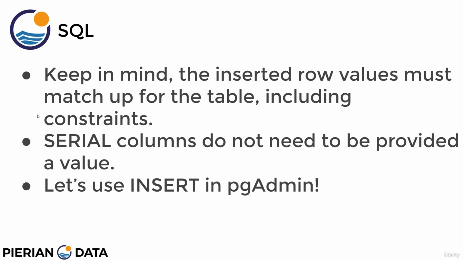Another thing to keep in mind is that the serial columns, especially for those primary keys, they actually do not need to be provided a value. Recall that serial is a sequence, so it's going to automatically update the next available integer for that row. Okay, let's go ahead and actually work through some syntax examples using pgAdmin.